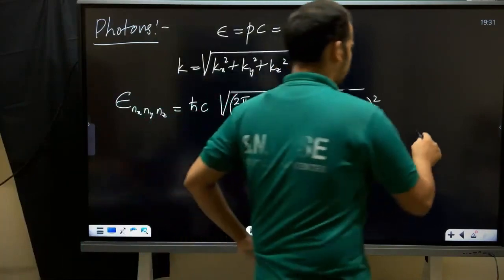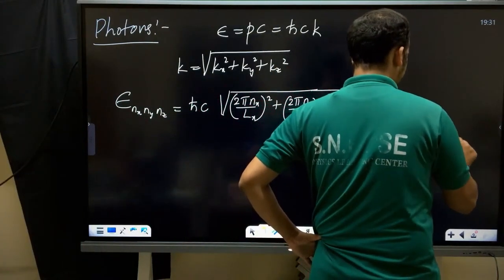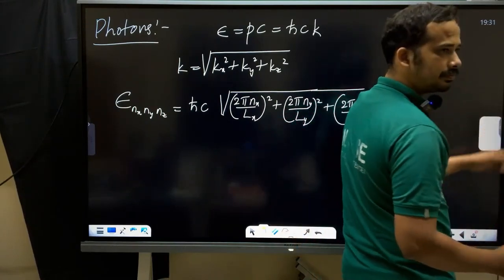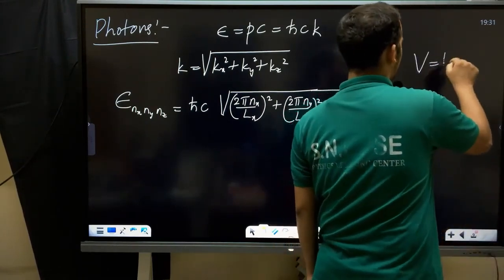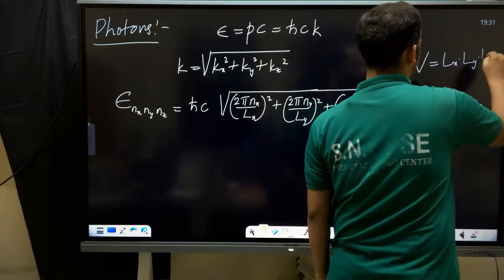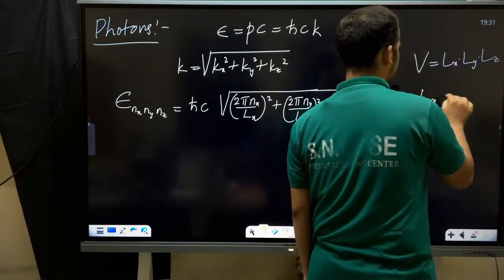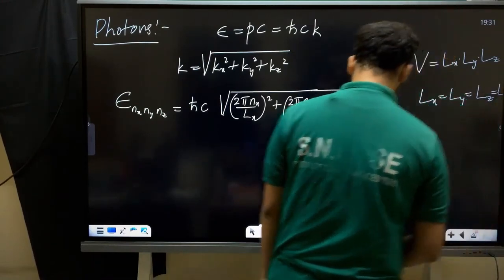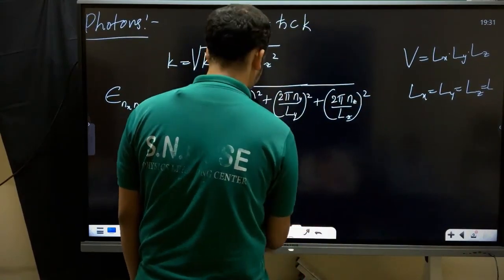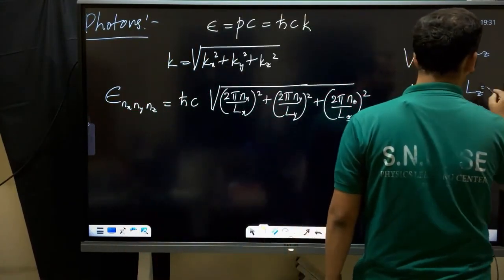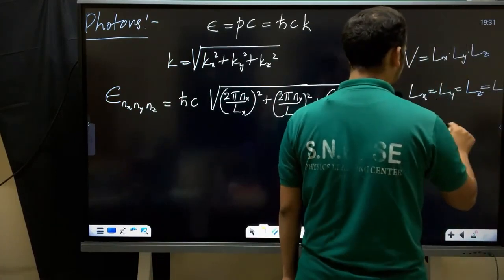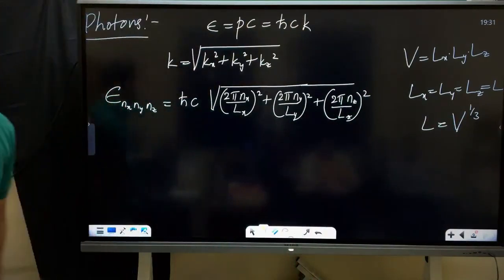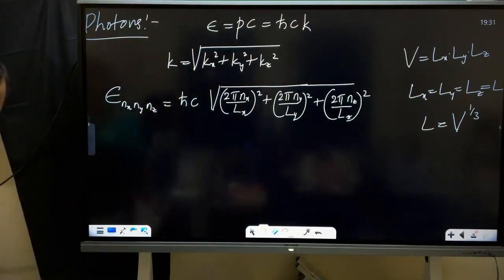Now what I do is I'll write Lx is equal to Ly is equal to Lz is equal to volume power 1 by 3. What is volume? Lx into Ly into Lz. We have written volume, okay? I'll take Lx equal to Ly equal to Lz equal to L. I'll write L as volume power 1 by 3. Why not? Anyway, later we try to connect it to per unit volume.